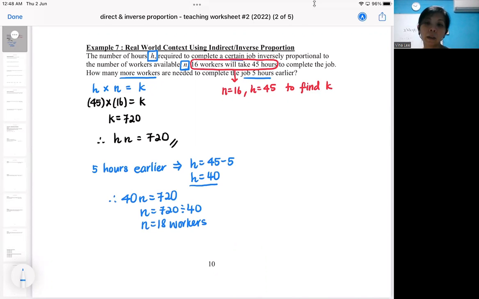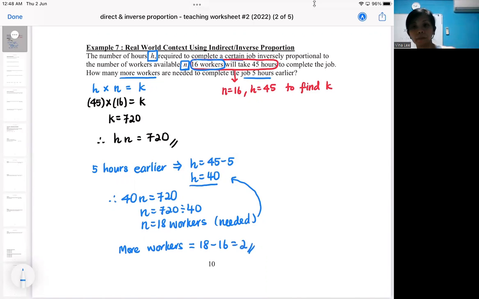So interpret the 18 workers. These are needed to complete in 40 hours. But we already have 16 workers. So how many more workers do you need to hire? You already have 16, so it will be 18 minus 16 equal to 2 more workers. So you've got to interpret the question a bit more contextually. It's not as direct as them giving you the X and Y.